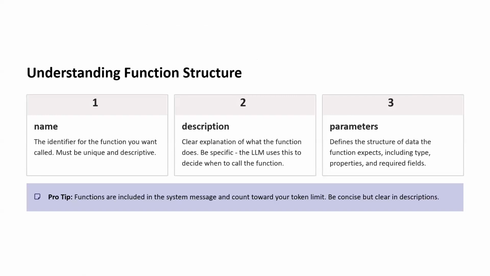We need to determine a name. So we identify what the function must be called. It must be unique and descriptive, right? We also need a description. So we need to clearly explain what the function does. It needs to be specific. The LLM uses this to decide when to call the function. So based on the description, our LLM brain can decide what function to use and when to use it. And then the other parameters define the structure of the data the function expects, including type, properties, and required fields.